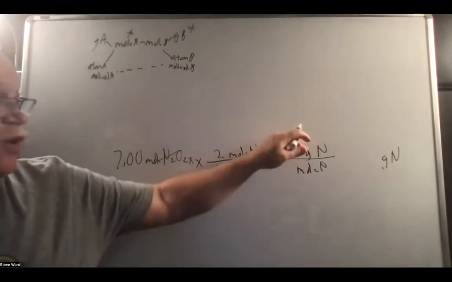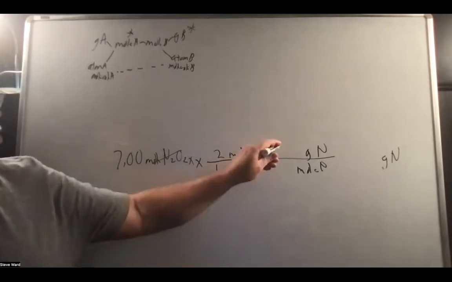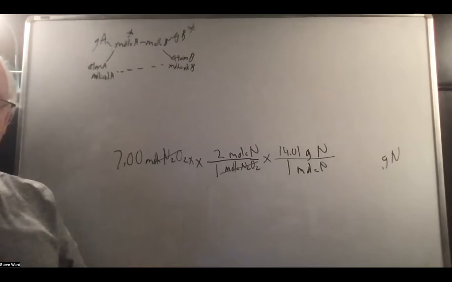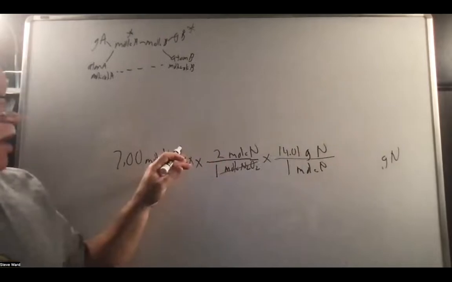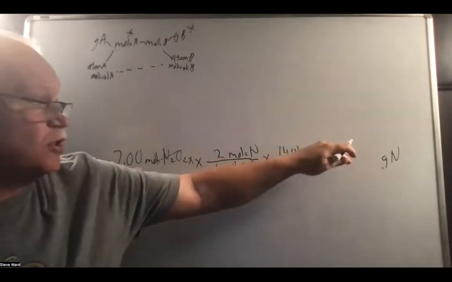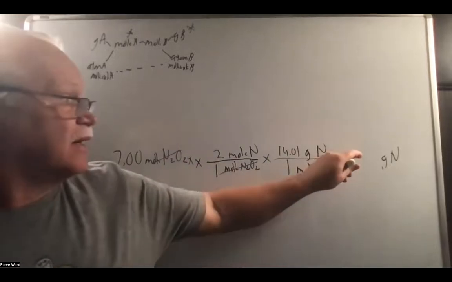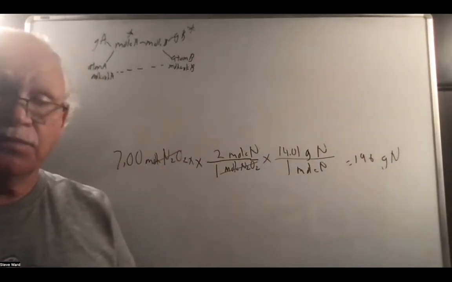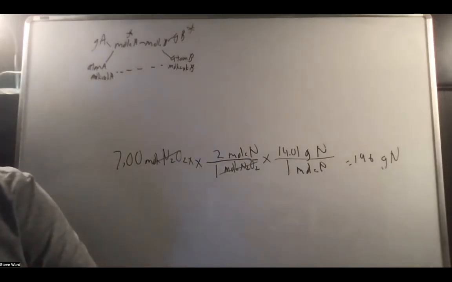Here we're changing from grams to moles. And the molar mass of nitrogen is 14.01 grams per mole. Notice how I knew it was just nitrogen and not the N2O2, because look at what's in my conversion factor. When I punch it in on my calculator, I get 196 grams of nitrogen. So don't make this out to be any harder than it is.